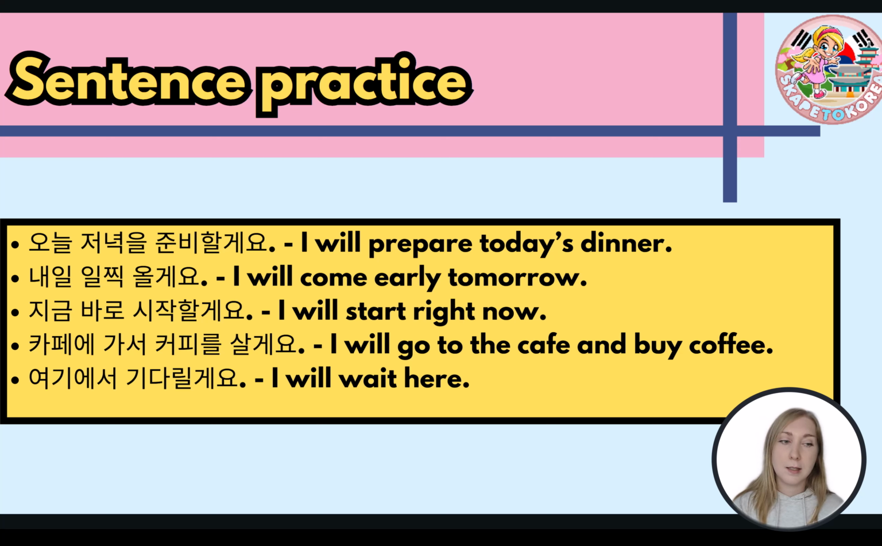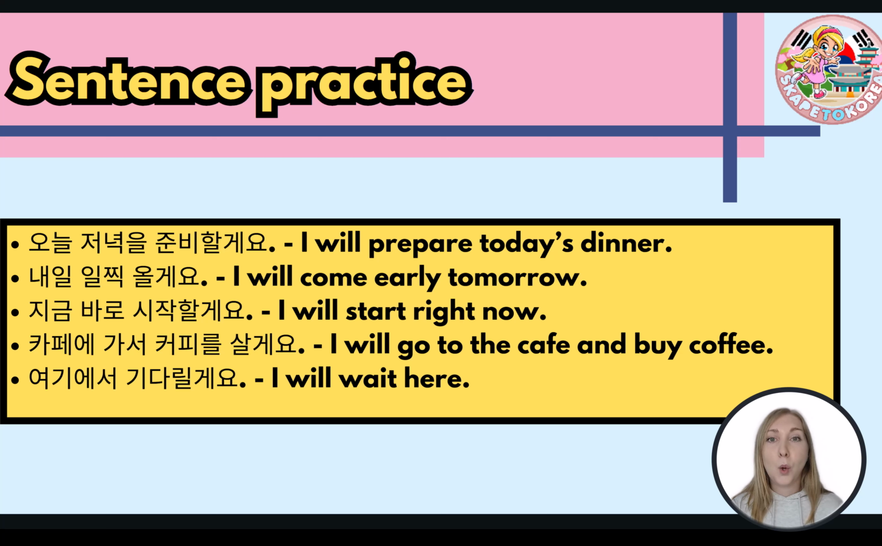So probably it's a situation where maybe you and your partner are thinking what to do for dinner. So you just say 오늘 저녁을 준비할게요. I will prepare dinner. And that kind of lets the other person know, lets your partner know that if they want to do something else, if they want to cook dinner, or if they want to eat out, they can tell you. It's not set in stone.